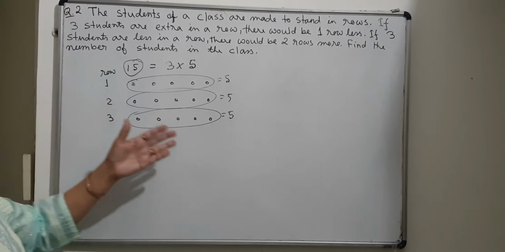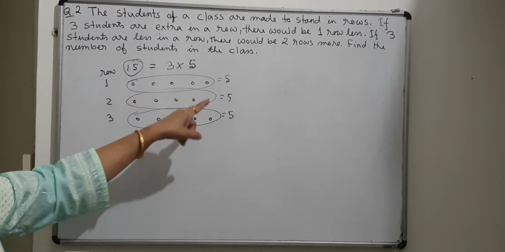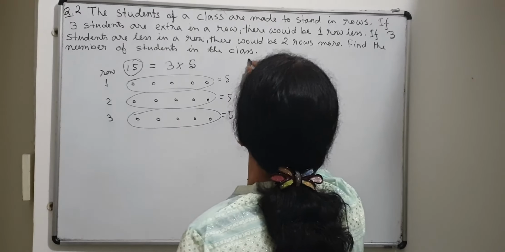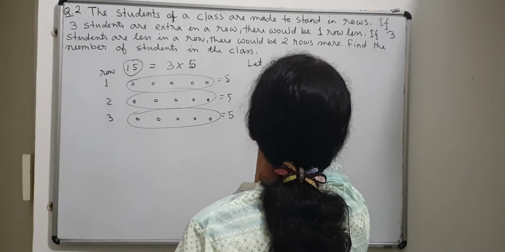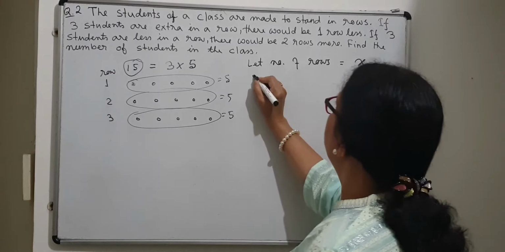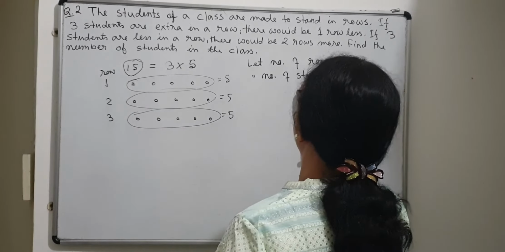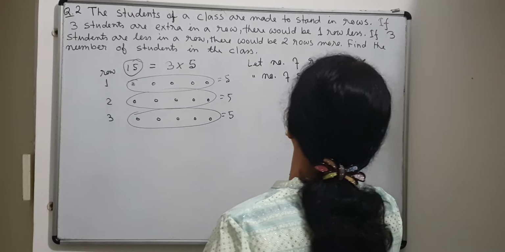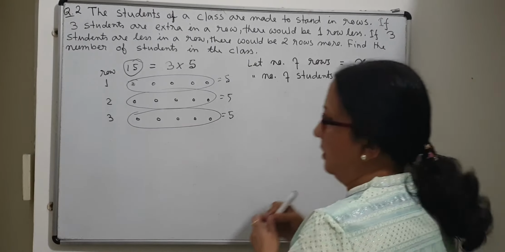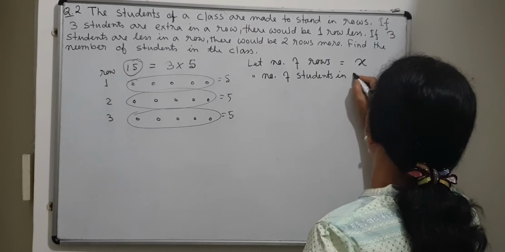That we understand. So that's why we have to find the number of rows and number of students in each row, and we take them as variables. So let us take that, let number of rows be x, and also let number of students in each row be y.